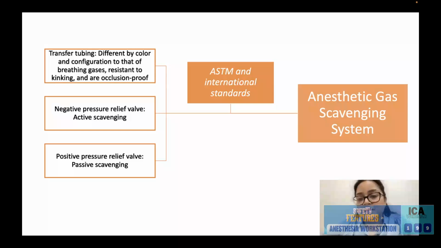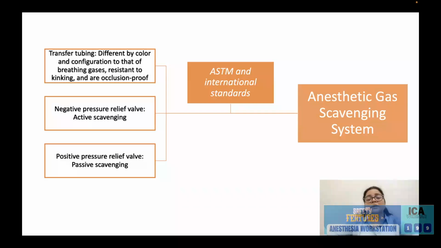So these scavenging systems have negative and positive pressure relief valves to make sure that no dangerous pressures are transmitted into the breathing system in the event of malfunction of the system. As we all know, the scavenging system has basically 4 parts. The first is the collection part, then the transfer part, then the receiving part, and then the disposal system.